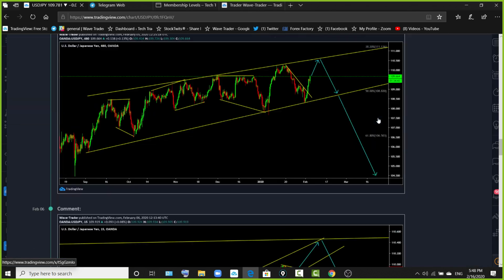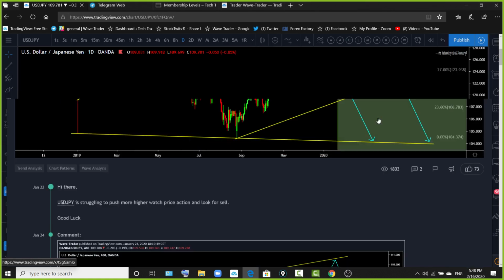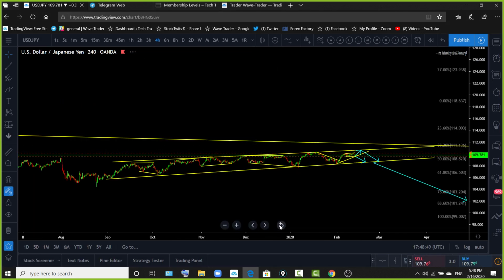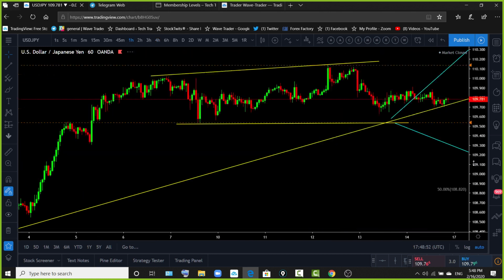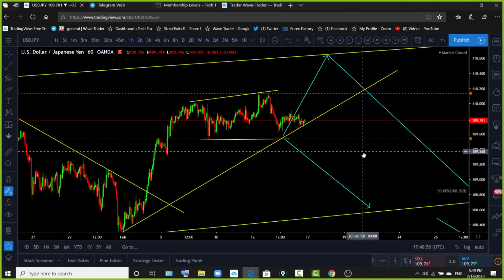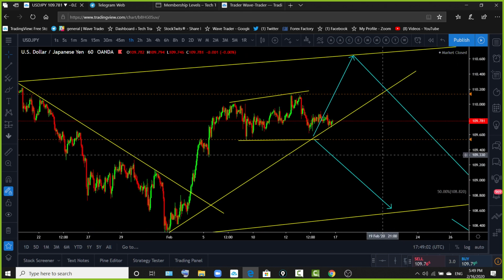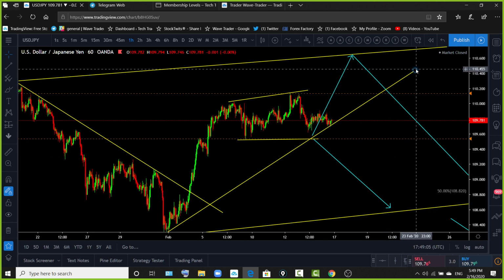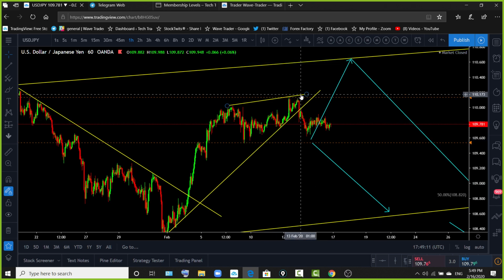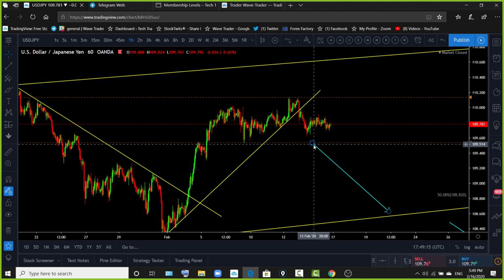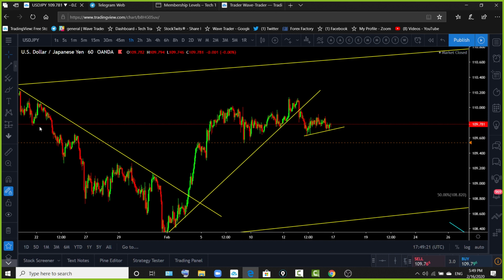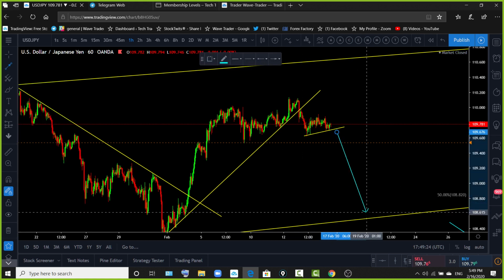We are not anticipating dollar yen to push much higher. It's struggling to push higher. So you are watching price action at the previous highs for dollar yen to go lower. This correction. If I change my chart slightly, you're going to see different things. So this to break down aggressively.